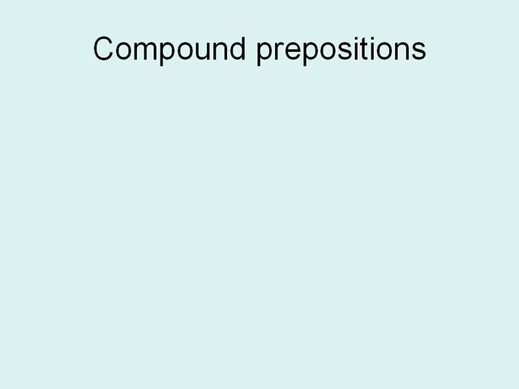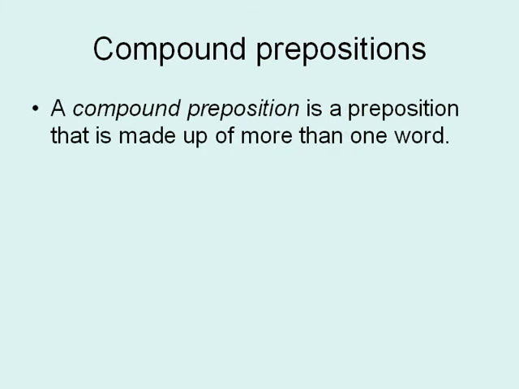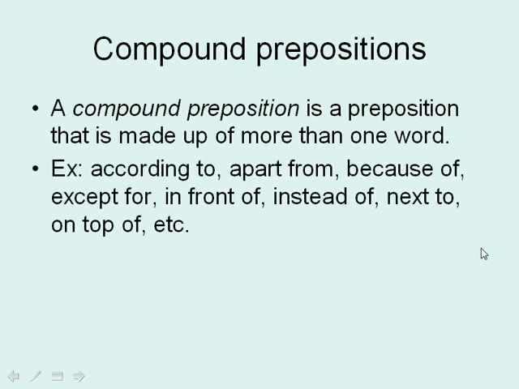We also have compound prepositions. A compound preposition is a preposition that is made up of more than one word. And some examples are according to, apart from, because of, except for, in front of, instead of, next to, on top of, etc. And it is important to be able to recognize these words together as a compound preposition.